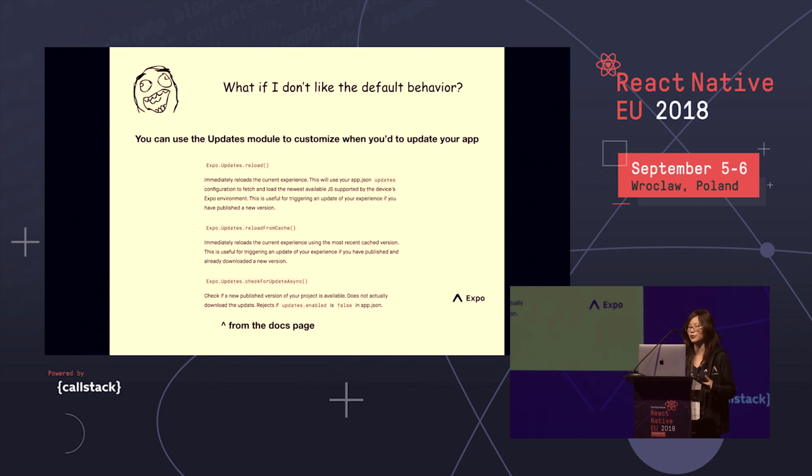So what we did was we wrote an updates module to customize when you'd like to update your app. And you can make your own policies to say when you'd like to pull the servers and whether there would be changes available.